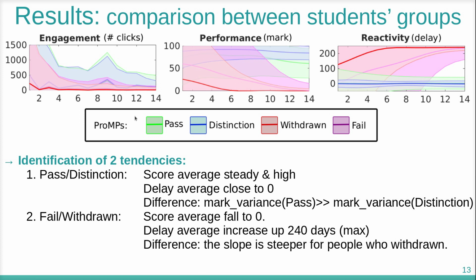The other tendency is composed of the withdrawn and failed groups, in red and pink, where we can see that the score average falls to 0 and the delay average increases up to 240, which is the maximum because it is the duration of the course. The big difference between both is that the slope is steeper for students who withdrew.